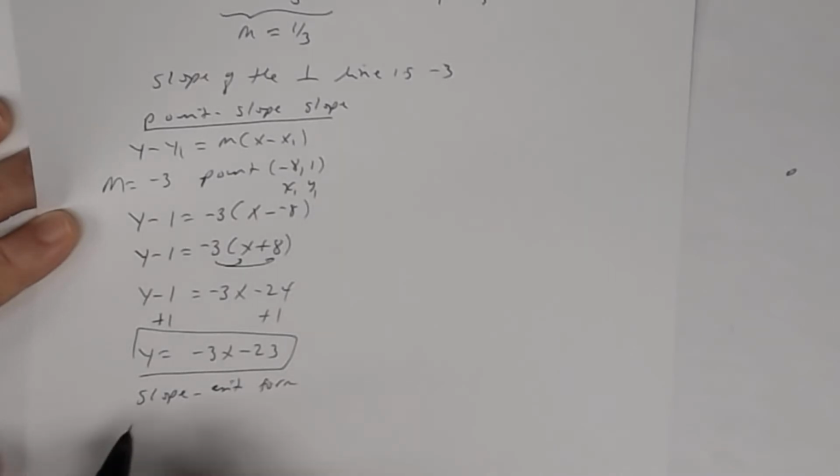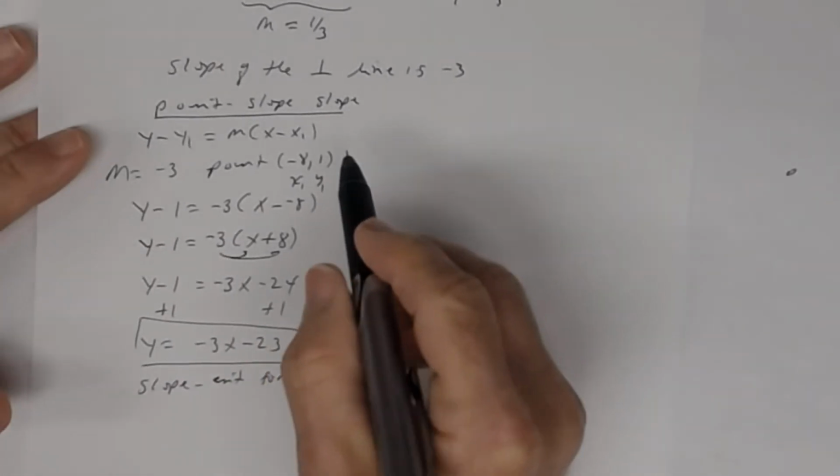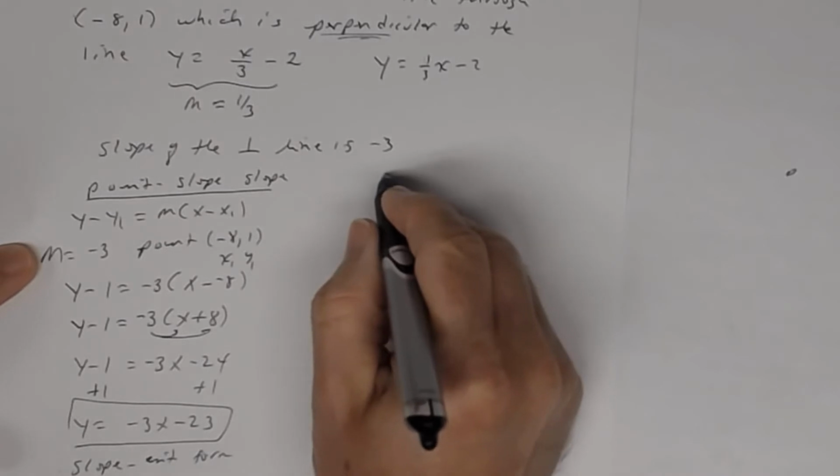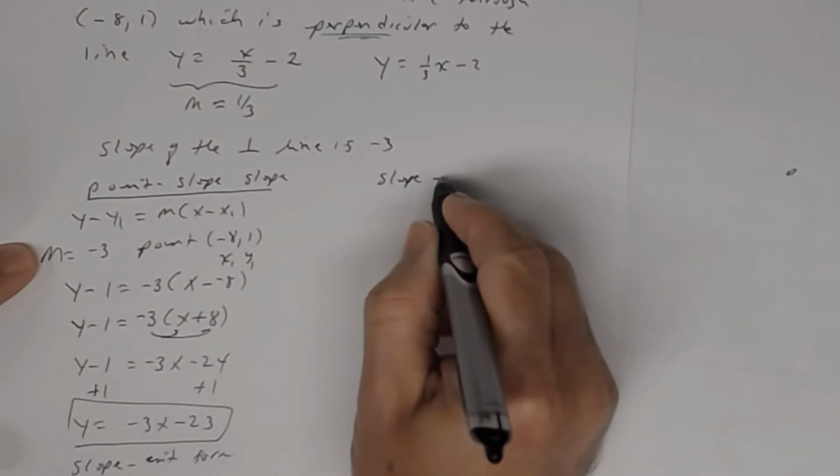Okay? All right, now let's do the same problem. Let's do that same problem using slope-intercept form instead.